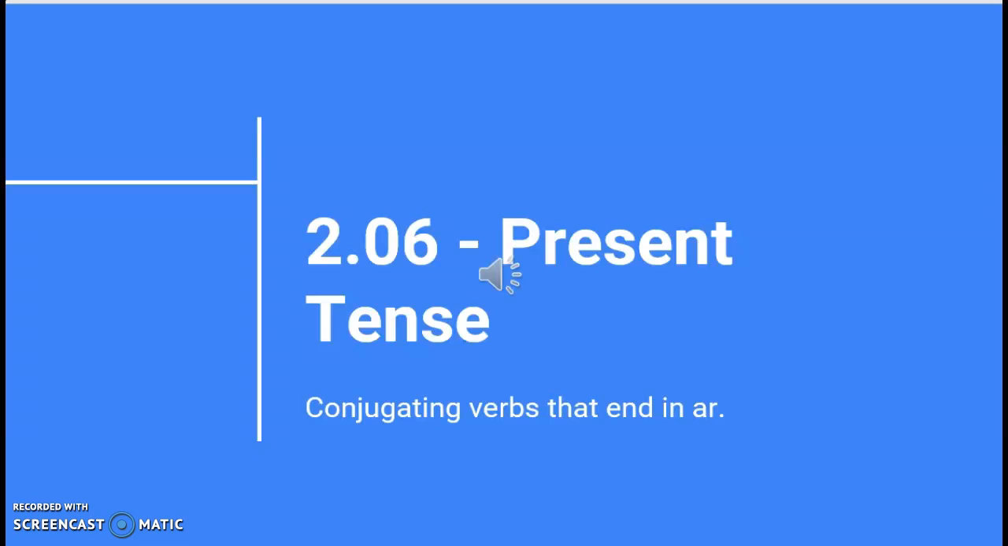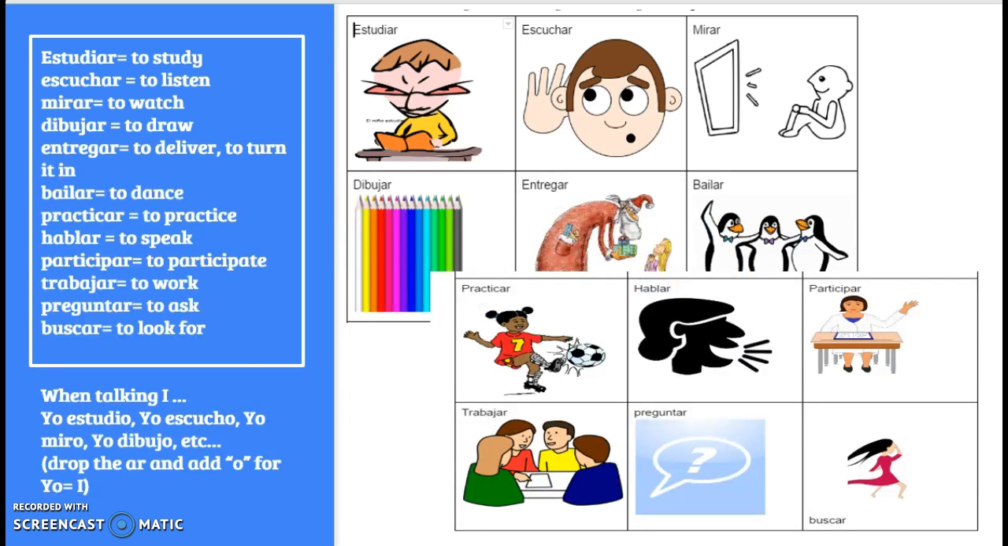Hi, in this video I'm going to be teaching you how to do assignment 206. You're going to be using the present tense, saying things like I study, I listen to music, my mom practices sports, or something like that. Okay, so first let's take a look at the verbs that you need to use.